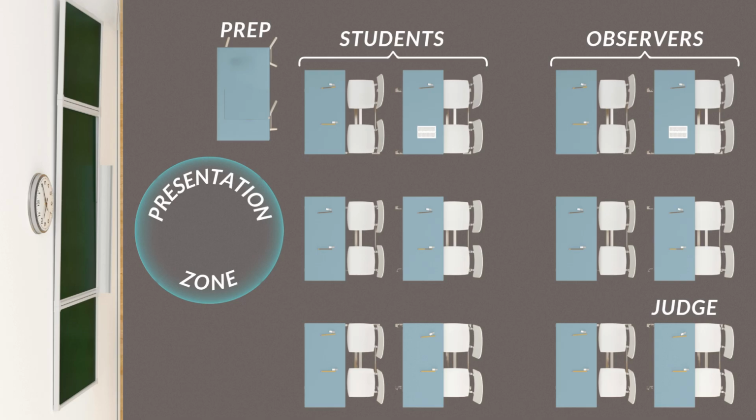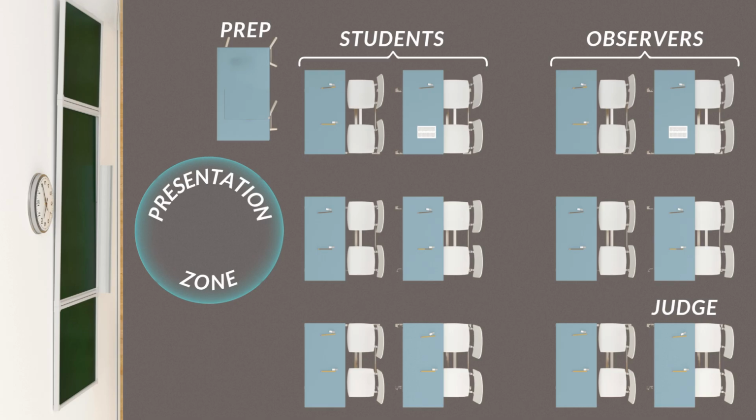Each student may bring up to 2 adult observers. Be sure to seat students and observers separately. Students in the front, observers in the back. This helps avoid distractions, prevents adults from speaking to their children during the event, and protects the integrity of the contest. You'll also see a presentation zone marked at the front. This is where students will stand and deliver their speech.